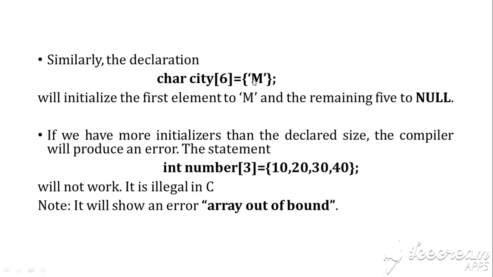Here we have a character array named city whose maximum size is 6. Since you are initializing one character alone, one element within single quotes, it's a character constant. Therefore, the first element is initialized while the rest of the elements are initialized to null.